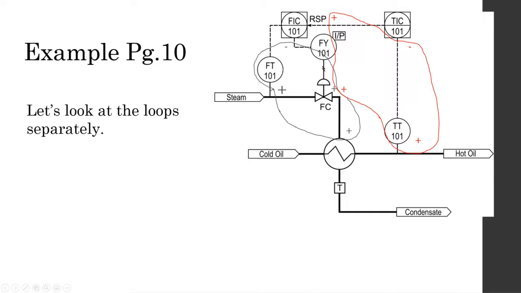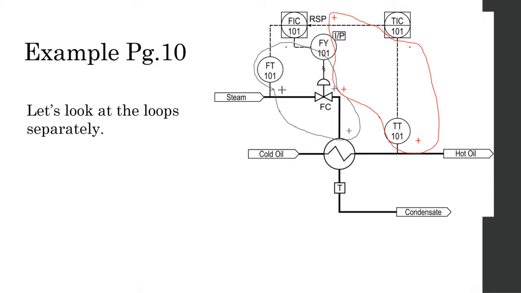So the secondary, the flow transmitter, is direct acting, meaning that an increase in steam results in an increase in its output. The flow controller or final control element is direct acting, meaning that an increase in signal results in an increased opening. The process itself is direct acting, meaning that an increase in the final control element opening results in an increase in steam flow. If any one of those is negative, the loop itself is negative.